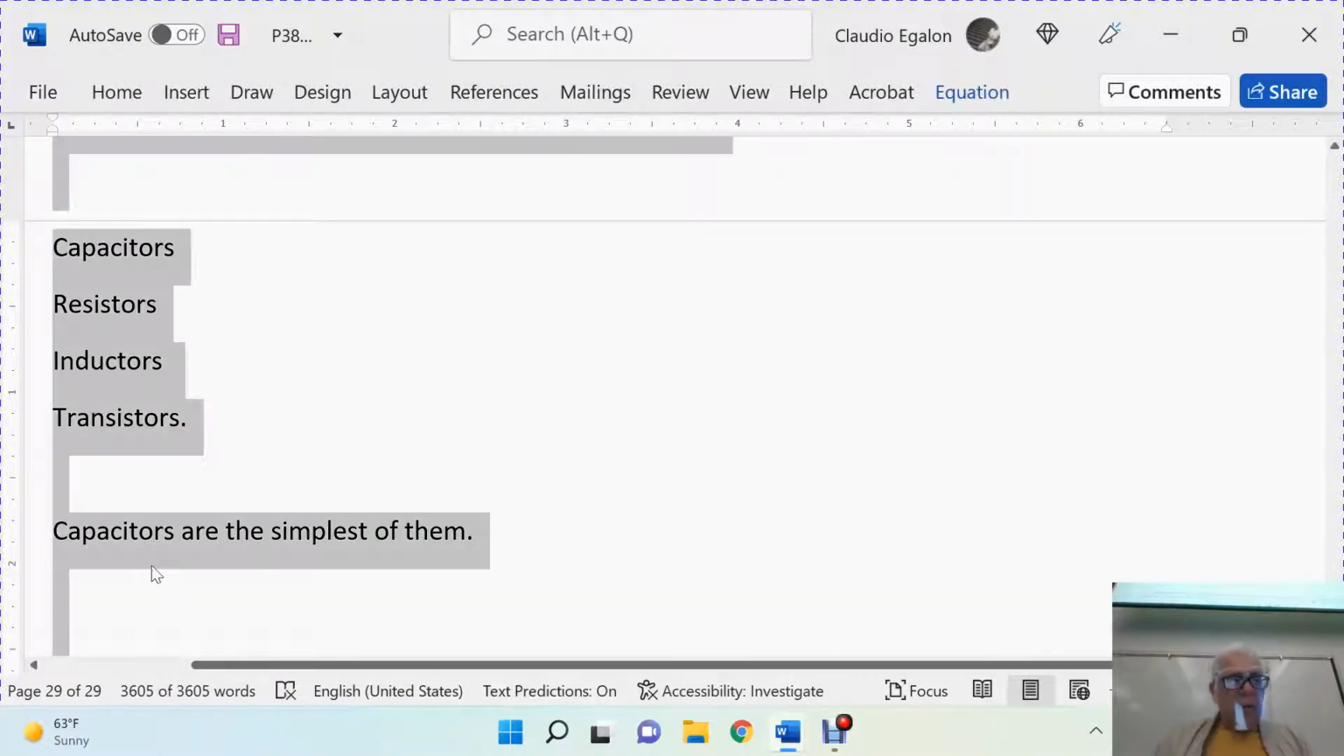We have all sorts of capacitors out there, by the way. Remember, there's a reason why we study those things. We study those things because those devices really exist and they are important.